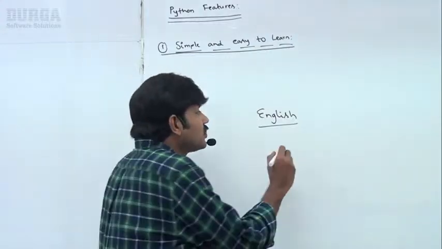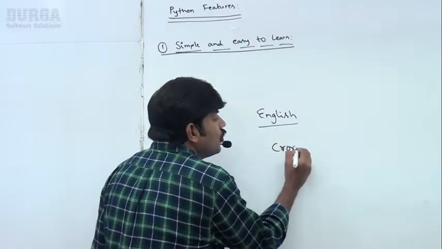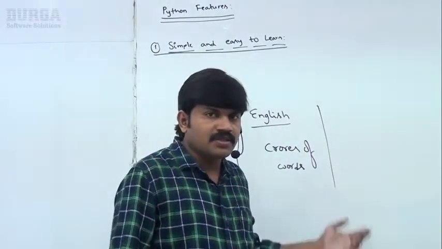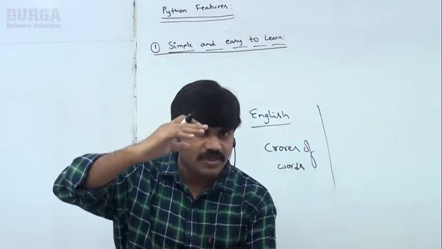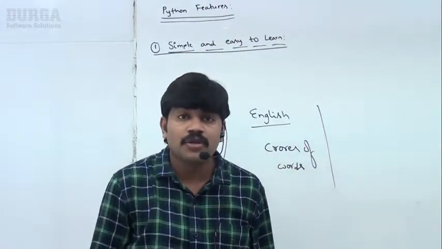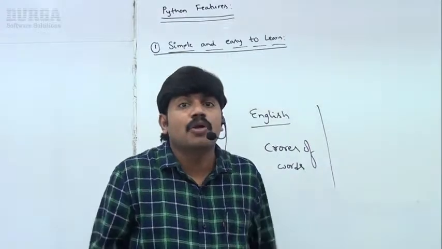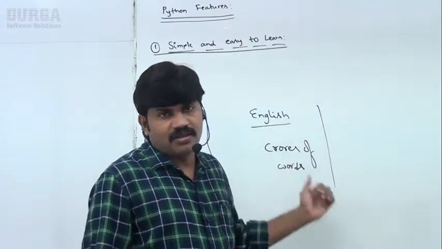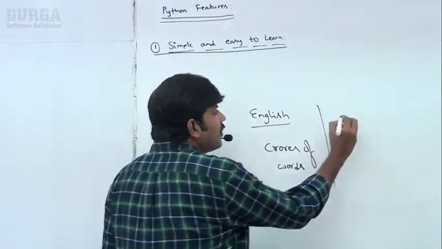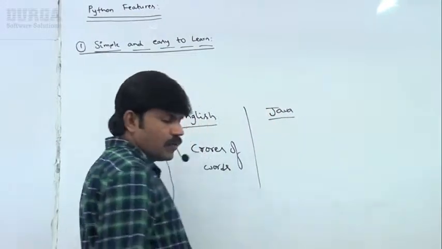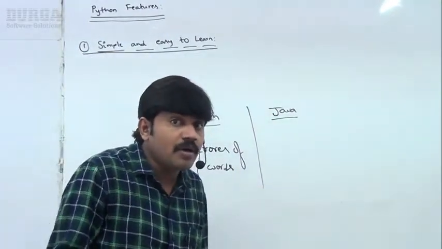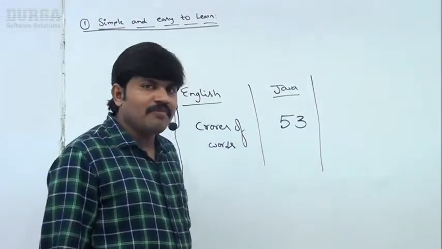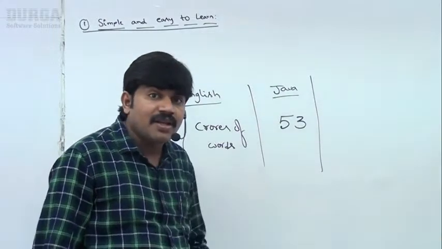I'm not talking about the 26 alphabet symbols, but how many words are there? Crores of words are available, sir. If you consider a dictionary, an Oxford dictionary of this size will be there, and each page in that dictionary contains thousands of words. So if you want to learn English perfectly, you compulsorily have to be aware of all these words. Remember that. But if you consider the Java programming language, how many words are there? Just 53 words you have to be aware of, sir. So compared with English, learning Java is very simple.